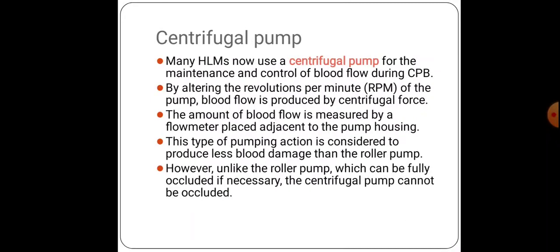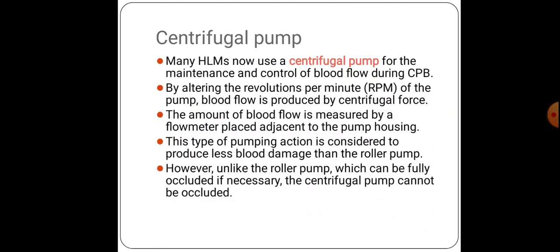Next, in newer times, most heart lung machines nowadays use the centrifugal pump. We use a centrifugal pump for the maintenance and control of blood flow during cardiopulmonary bypass. By altering the revolutions per minute of the pump, the blood flow is produced by the centrifugal force.